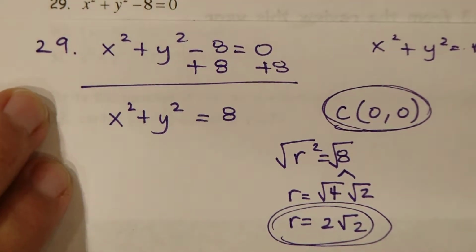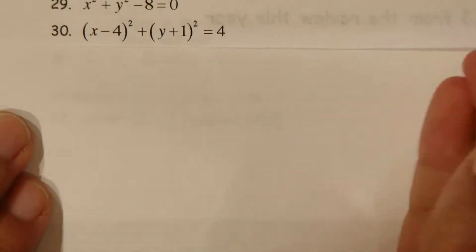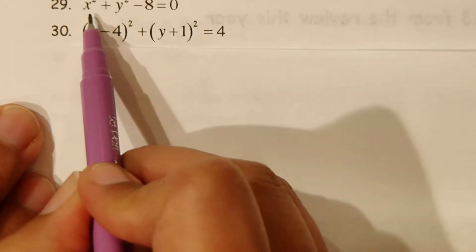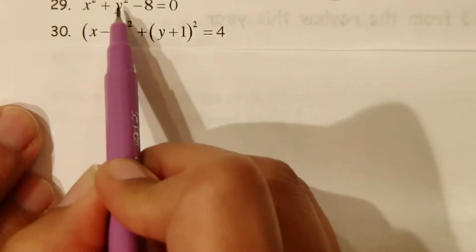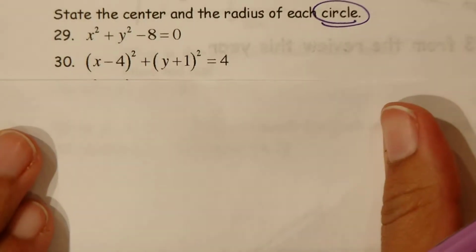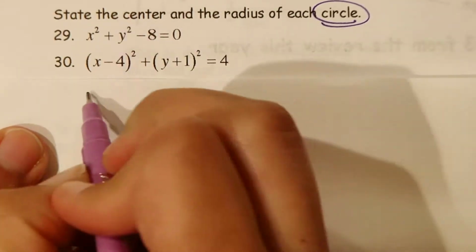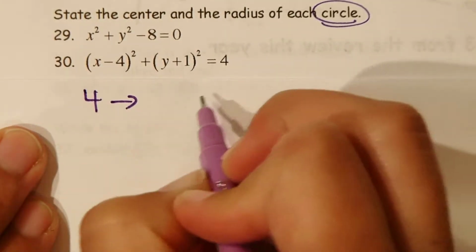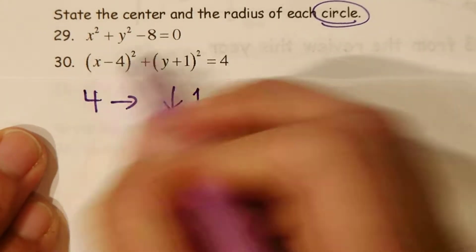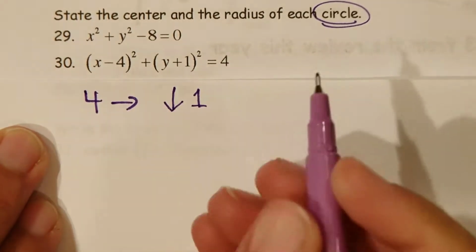All right, number 30. So this is already in a nice format for us. Here's our translation. So here we had no plus or minus with the x, no plus or minus with the y. The center was 0, 0. Number 30, here we can see that the center has been moved 4 to the right and down 1. That's what this information is telling us. It's always going to be the opposite sign of what's in the parentheses here.